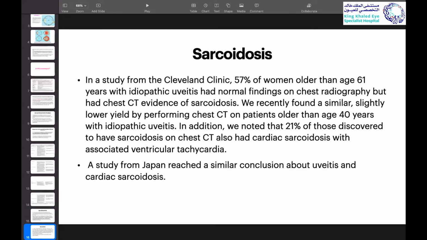Sarcoidosis, on the other hand, there was a study from Cleveland Clinic that showed 57% of women older than the age of 61 with an idiopathic uveitis had a normal finding on the chest x-ray, but had a CT that was evident of sarcoidosis. We recently found a slightly lower yield by performing a CT on patients who were older than 40 years old with an idiopathic uveitis. In addition, it was noted that 21% of those discovered to have sarcoidosis on the CT also had sarcoidosis associated ventricular tachycardia. A study from Japan reached a similar conclusion about the uveitis and the cardiac sarcoidosis.